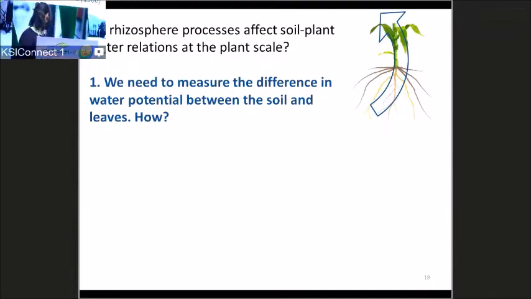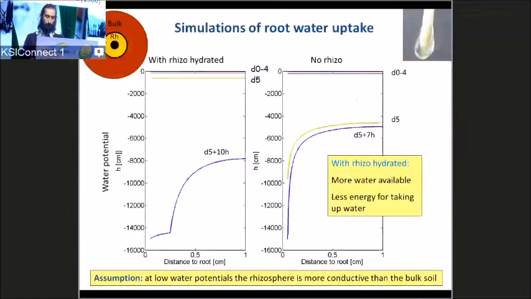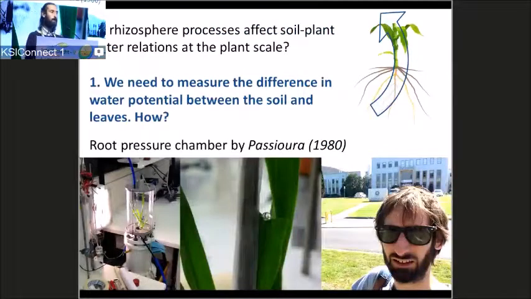And I show you this, but still there are methods to do it. There are not many, there are a few. One was developed by John Passioura, published already in the 80s. And I showed this, and it's not in many places. So if you want to measure, you have to go there.